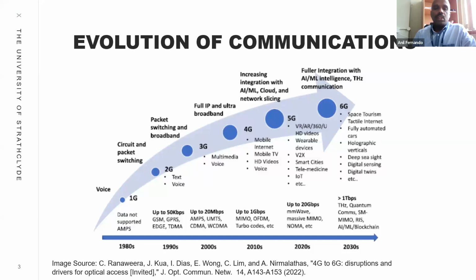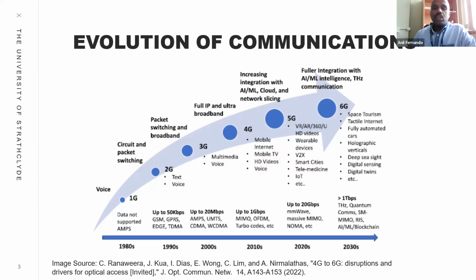After another 10 years, we had the third generation mobile network, where we increased the data rate to 20 megabits per second using AMPS, UMTS, CDMA, and WCDMA technologies. Voice was again the main target. On top of that, we also tried to use multimedia transmission between two endpoints. The main technologies we used were packet switching and broadband. Another 10 years later, in 2010, we had the fourth generation mobile, which used full IP and ultra broadband technologies.